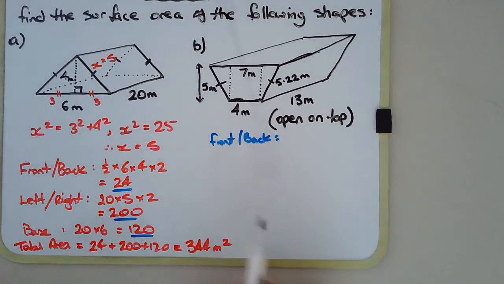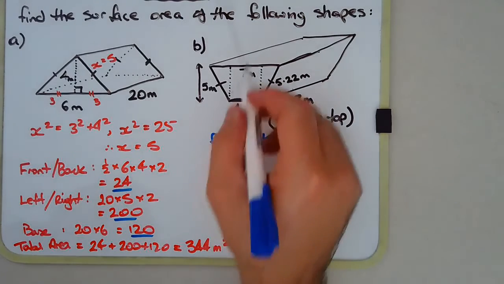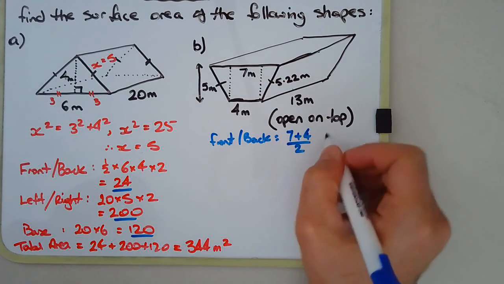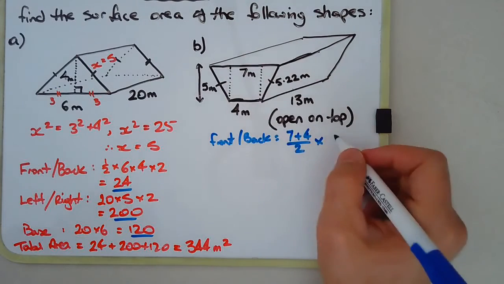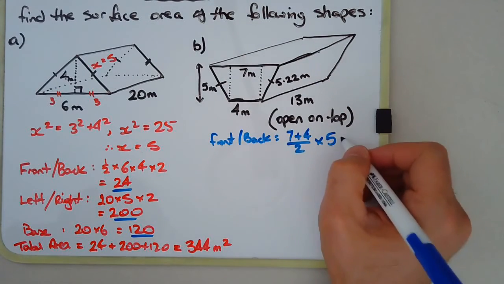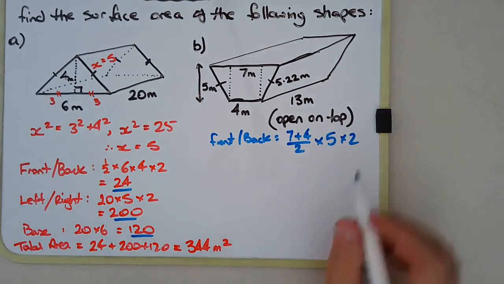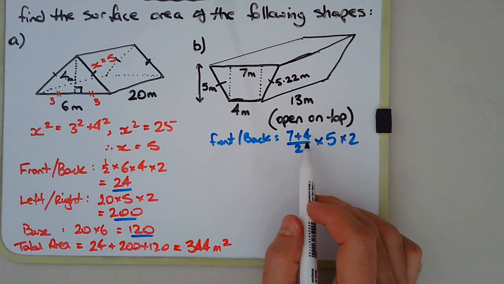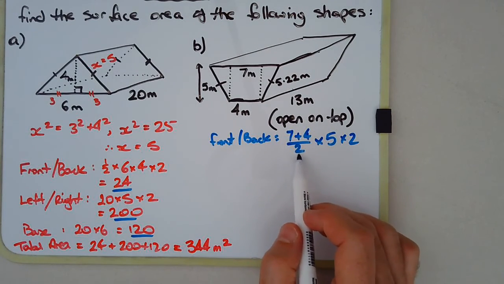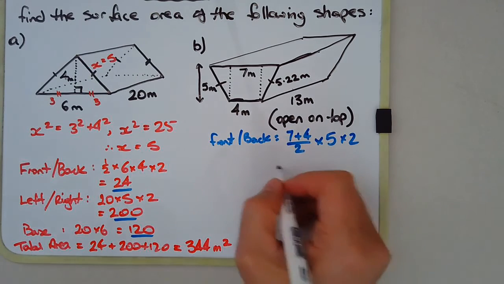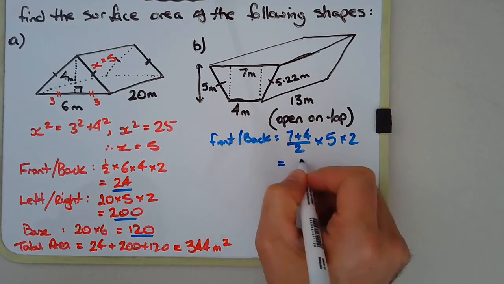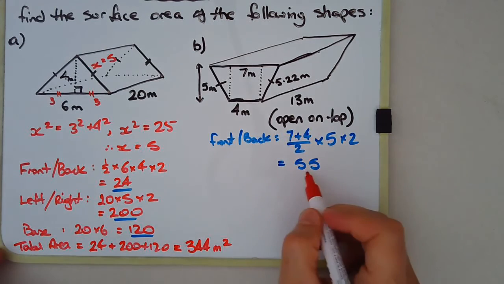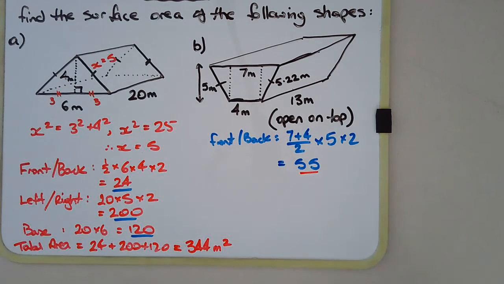And they are trapeziums. So we're going to take the average of the top and the bottom, the parallel sides. So 7 plus 4 over 2, multiplied by the height of the trapezium, which is 5, and there are 2 trapeziums. So 5 times 2 is 10, which is really nice. 7 plus 4 is 11. 11 divided by 2 is 5.5. 5.5 times 10 is 55. And again, let's underline these subtotals.